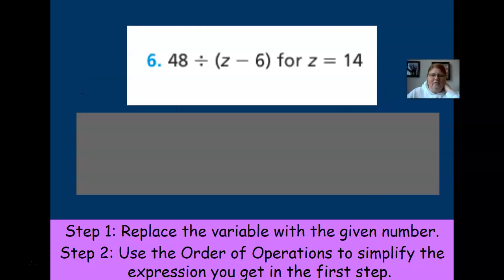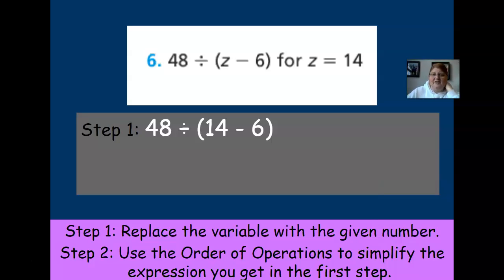Okay, next example, 48 divided by the difference of z and 6. Okay, so we're going to put that 14 in there instead of z, and then solve. So pause the video, solve the expression. Okay, so you should have put that 14 in there. So now you have 48 divided by the difference of 14 and 6. And that answer should have given you 4.